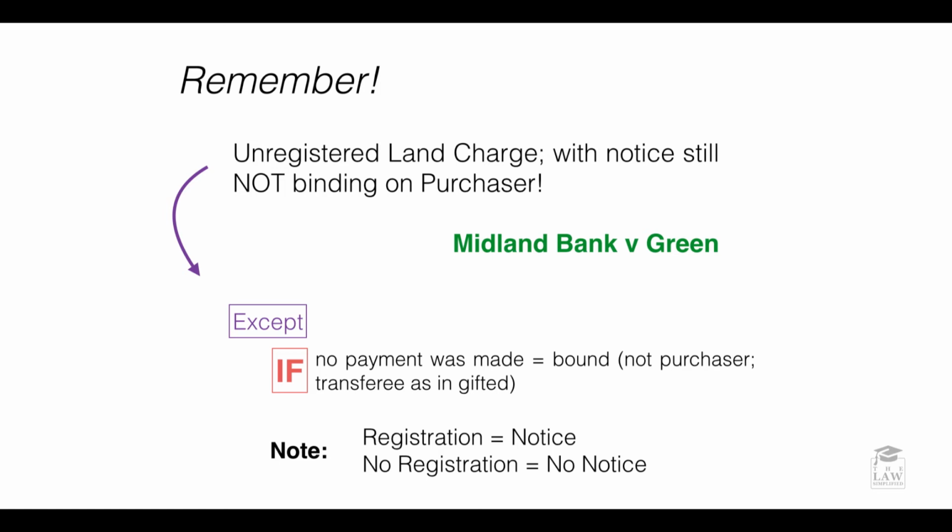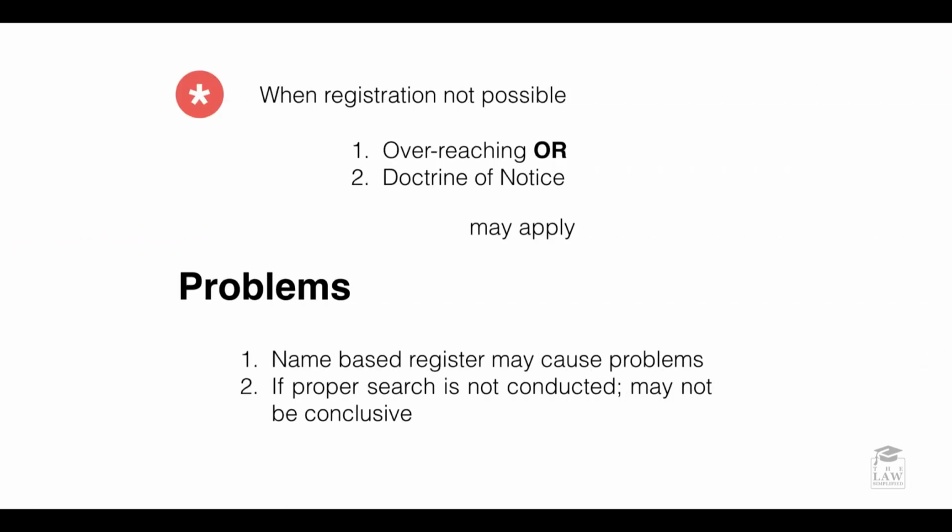However, there is, much like in many other aspects of law, an exception to this rule as well. Where there was no payment made, they might still be bound, as in when it was a gift. But overall, the very crux of it is registration equals notice and no registration equals no notice. However, as we considered in the previous lesson in terms of unregistered land, where registration is not possible, the interest may be overreached, or the doctrine of notice will apply. This is on a case-by-case basis.